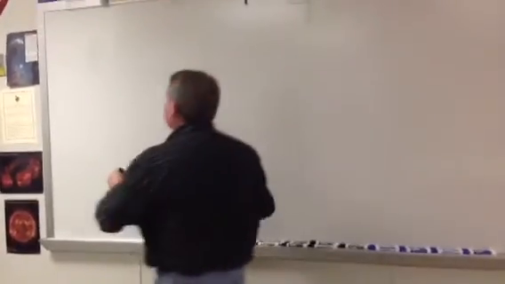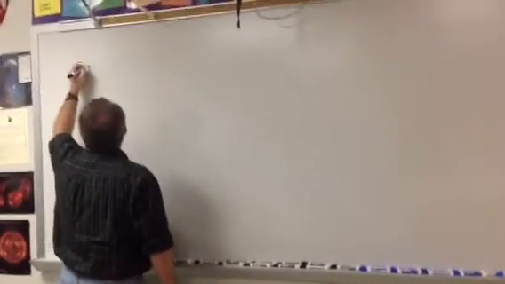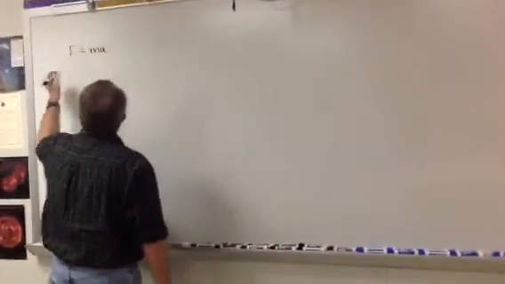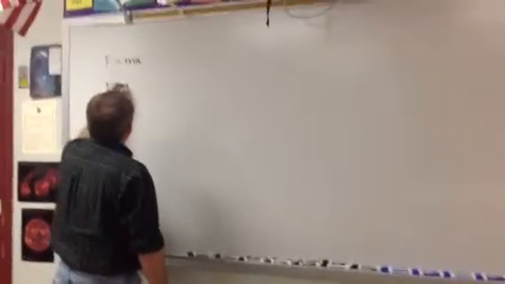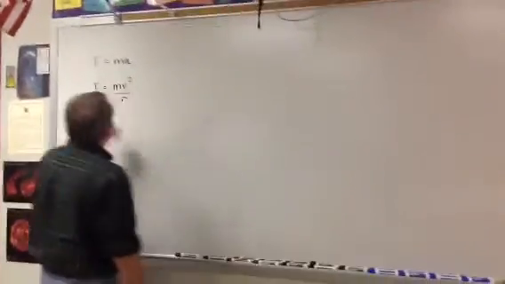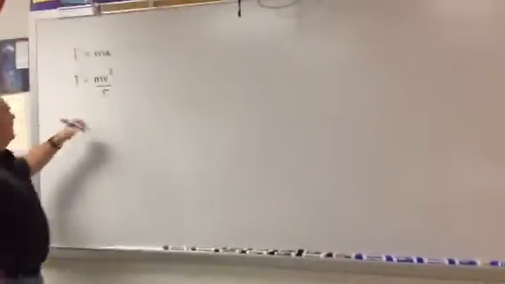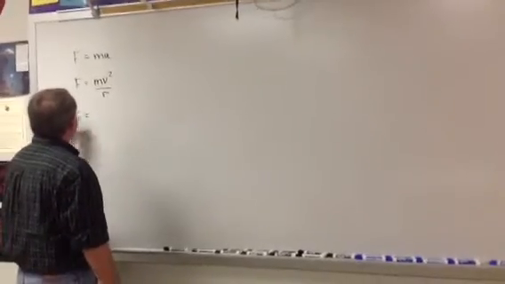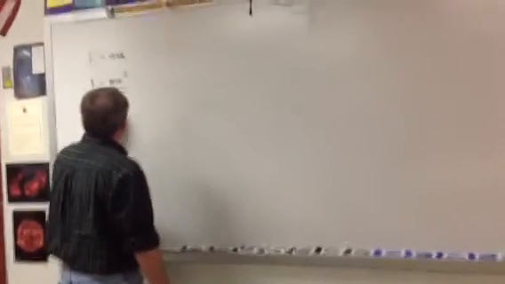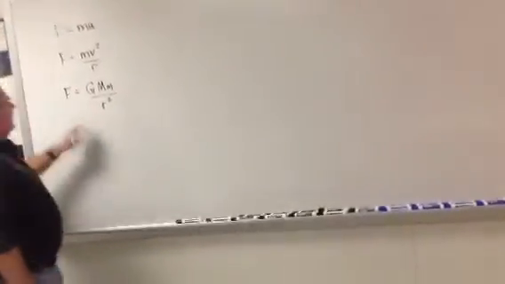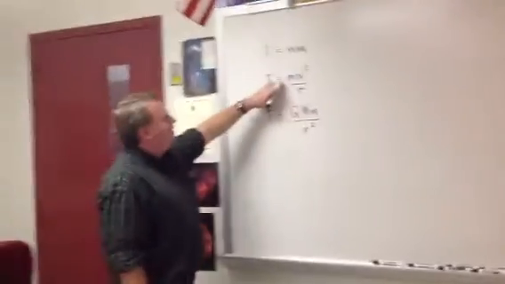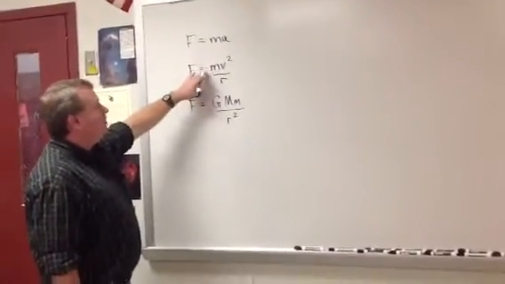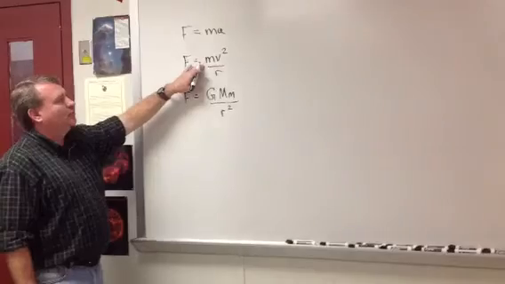Force is equal to a mass times an acceleration. Forces are also equal to mv squared over r for an object moving in circular motion. A force is also equal to a third equation, G capital M lowercase m over r squared. This force is for an object that's orbiting around another object, also circular motion.